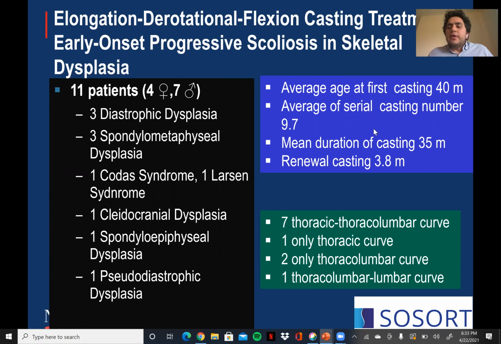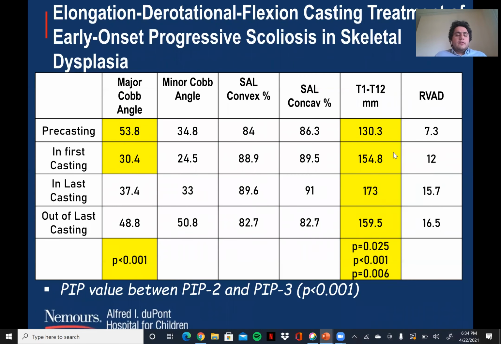four months. The average number of serial castings was 9.7, the mean duration of casting was 35 months, and the casting was renewed every 3.8 months. We have 7 thoracic-thoracolumbar curves, 1 thoracic curve, 2 thoracolumbar-only curves, and 1 thoracolumbar and lumbar curve. For these measurements in the four timelines, I will talk only about the statistically significant findings.